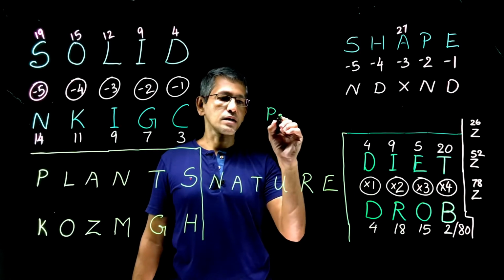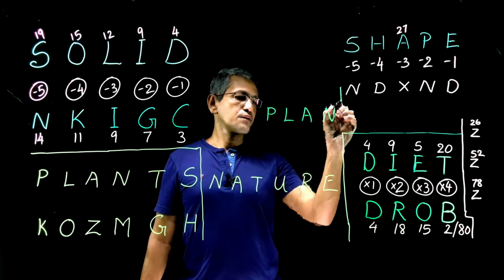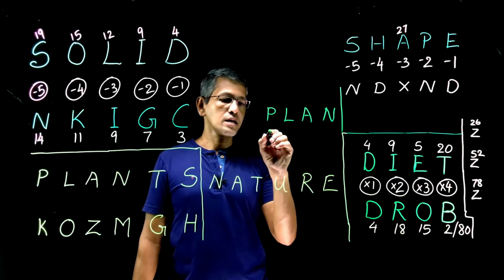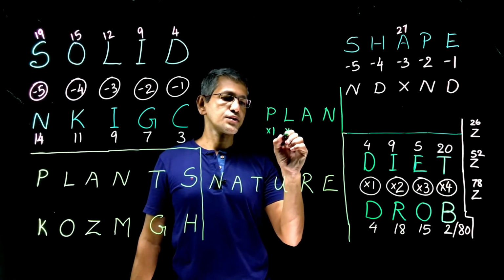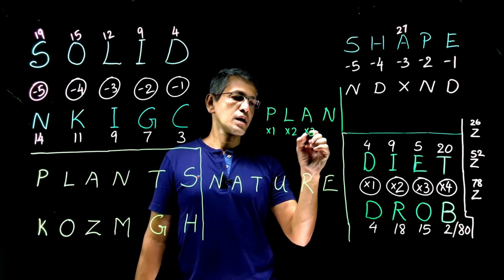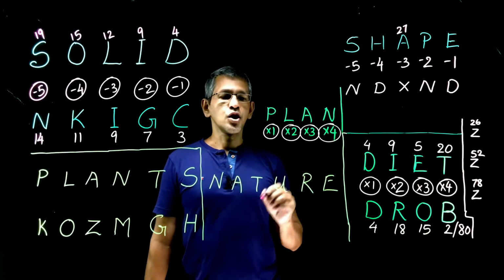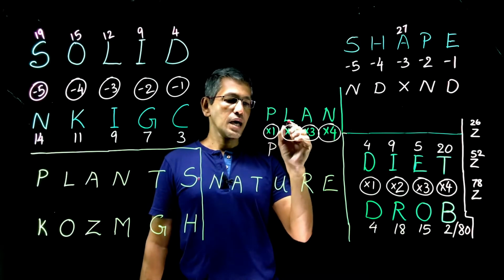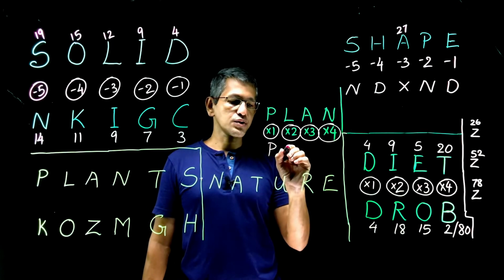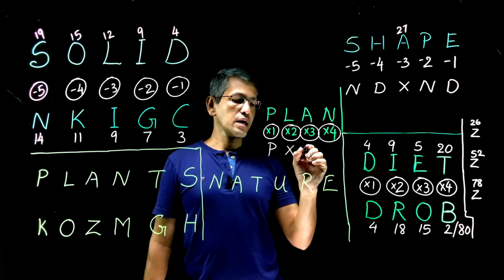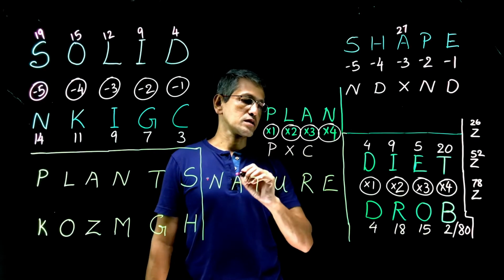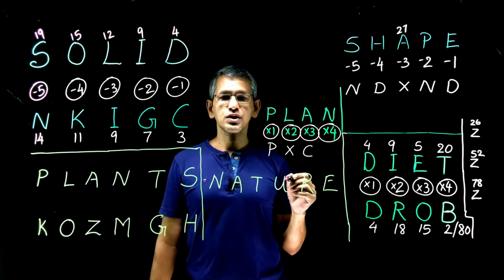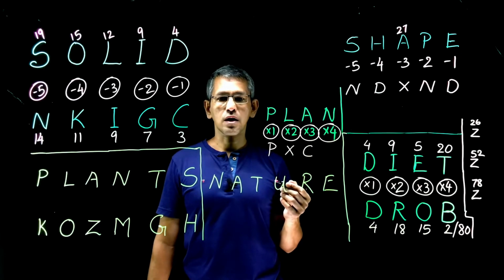Let me write it over here. Plan. And we apply the same pattern here. Into 1, into 2, into 3, into 4. So P into 1 is P itself. L into 2, L is 12, 12 into 2 is 24. A into 3, that is 3, C. N into 4, N is 14, 14 into 4.